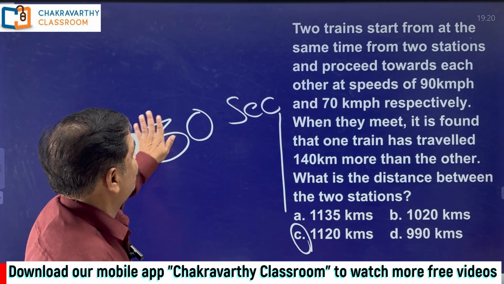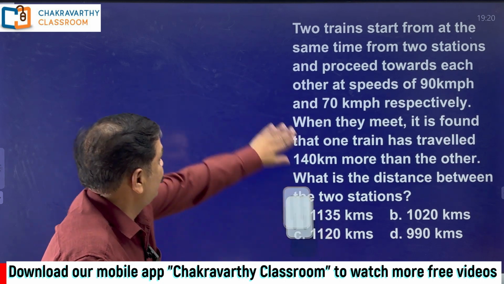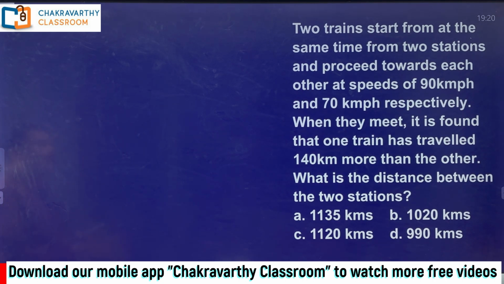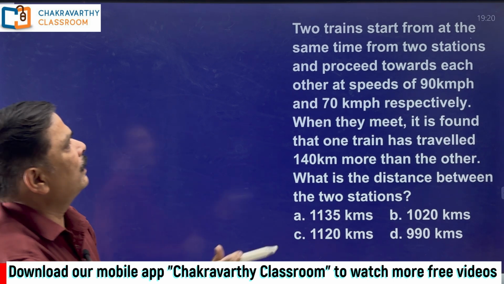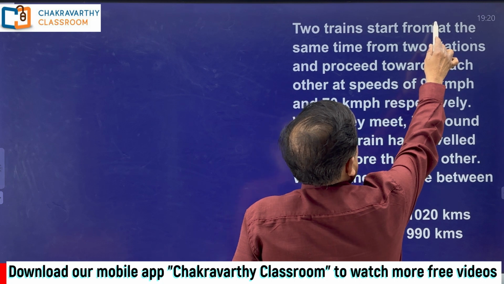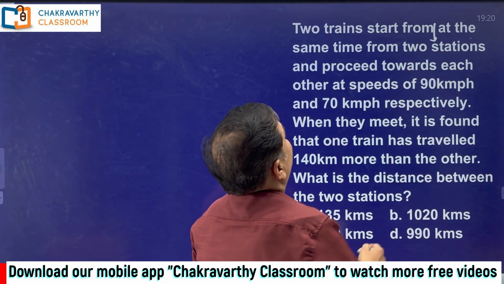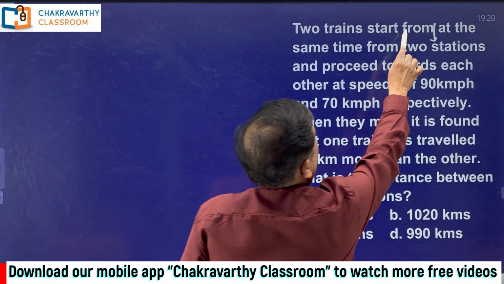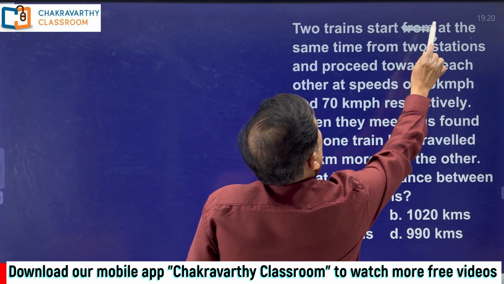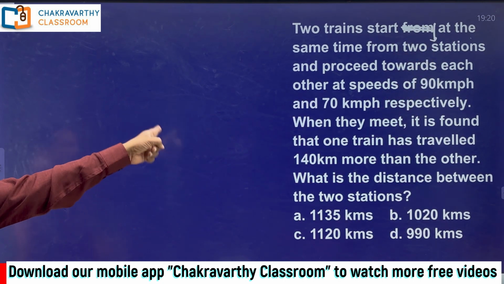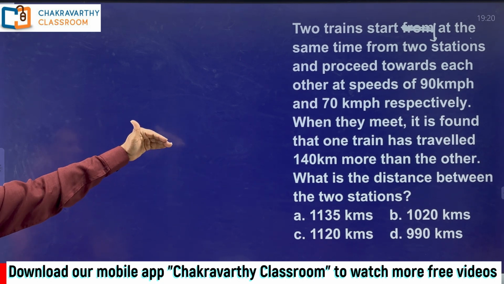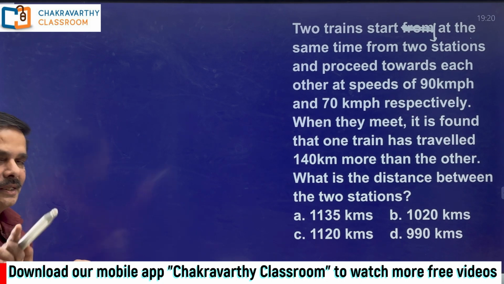Okay, right, let me start this one. First, try to understand the question properly. What exactly have they given? Two trains start at the same time from two stations. Otherwise, the sentence should be that two trains start at the same time from two stations. You just leave this, grammatically it is wrong. Two trains start at the same time from two stations and proceed towards each other at speeds of 90 and 70 kilometers respectively.